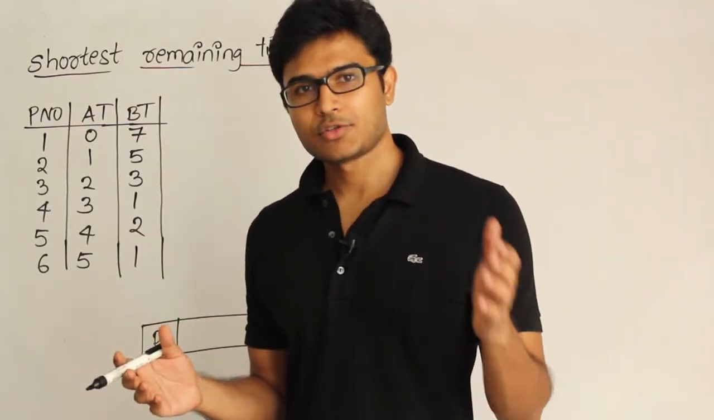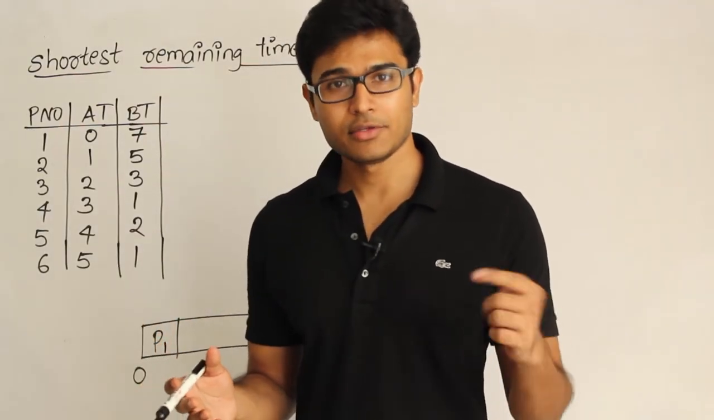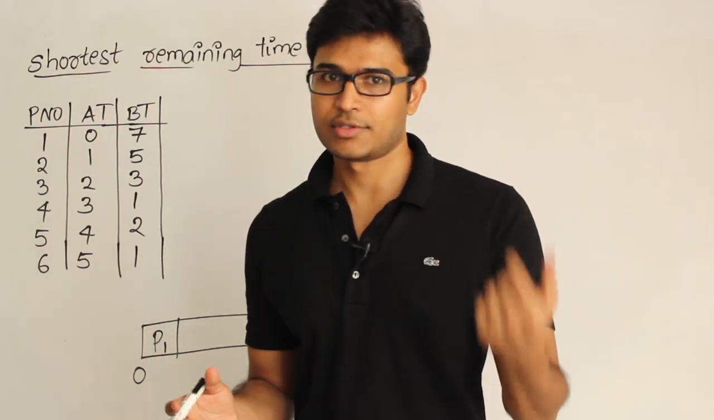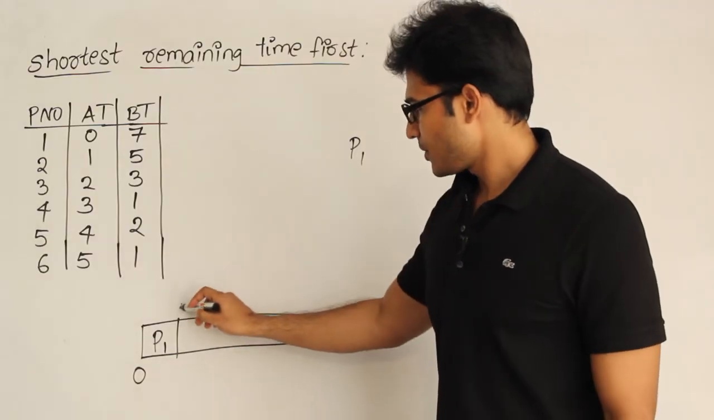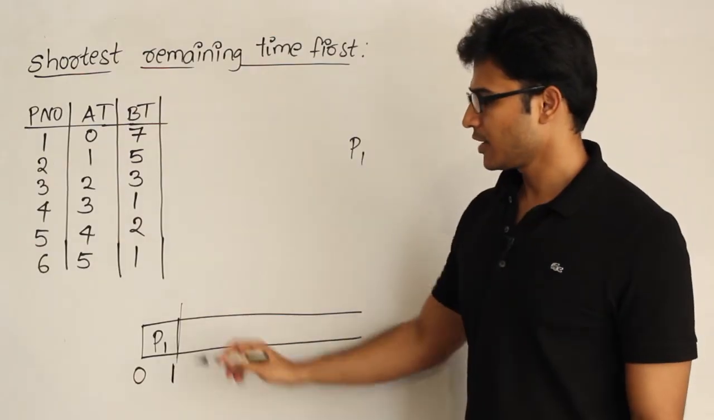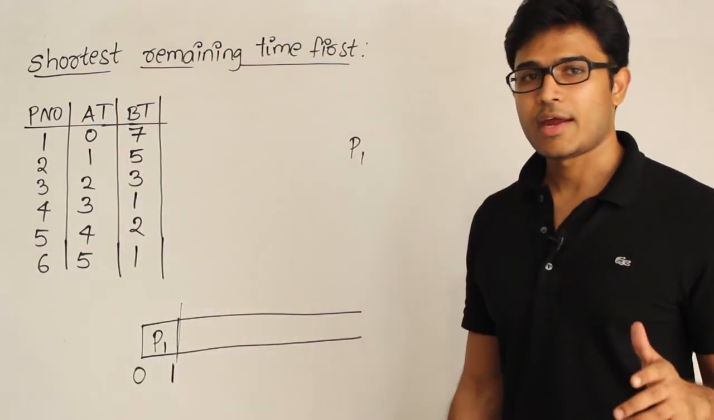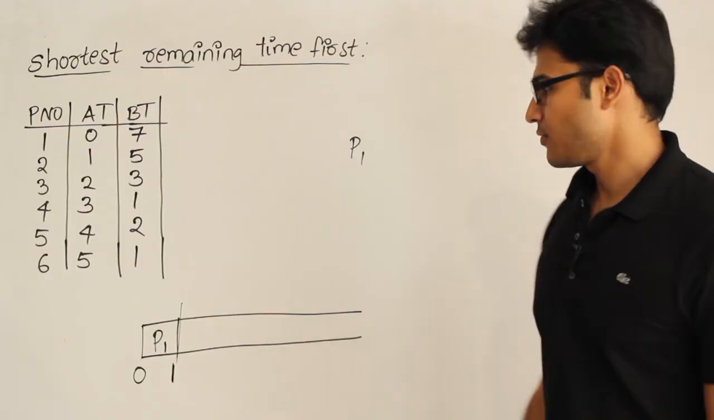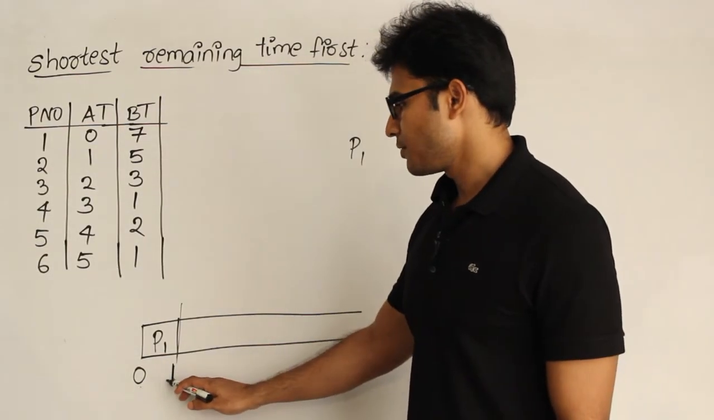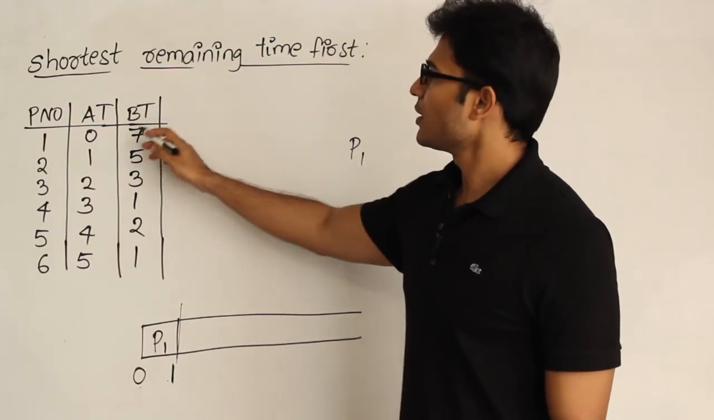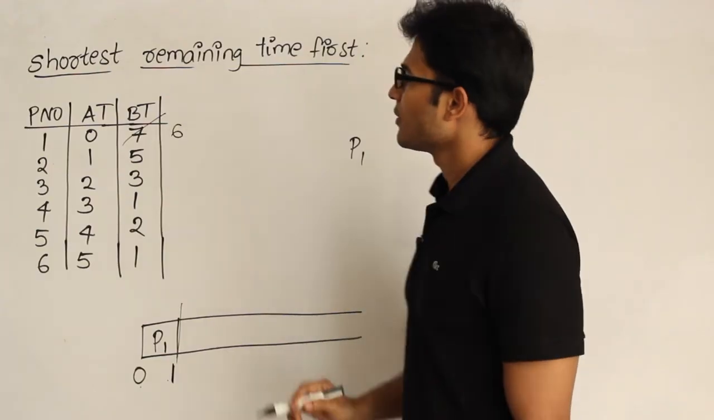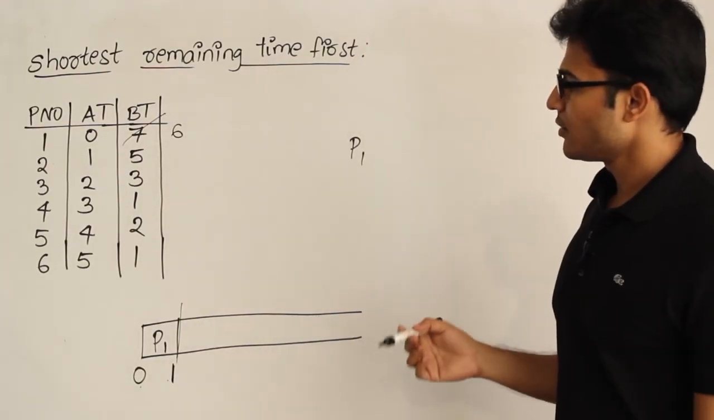What I do is stop it at every 1 unit of time and check whether, in the meantime, any other process has arrived. So I stop at time 1, and check if any process became available and what time it requires. One thing you should be careful about is that you have already executed P1 for 1 unit, therefore its remaining time is reduced to 6. And now we check the next one.